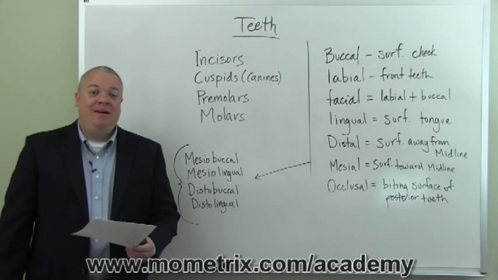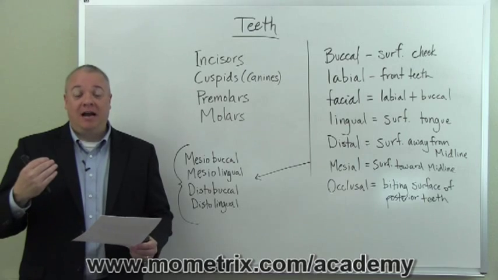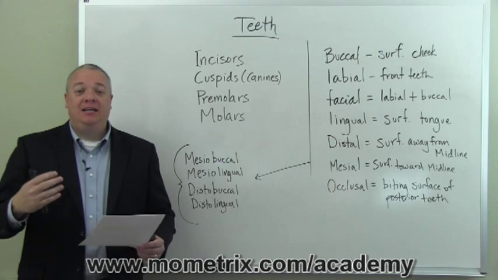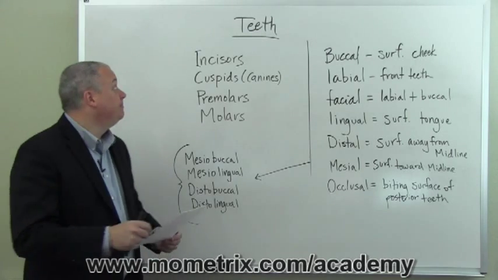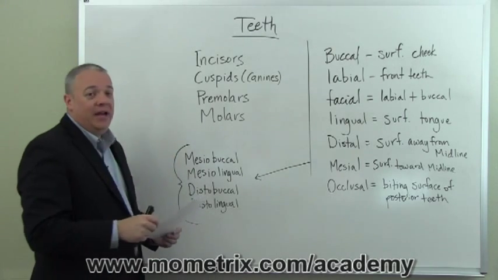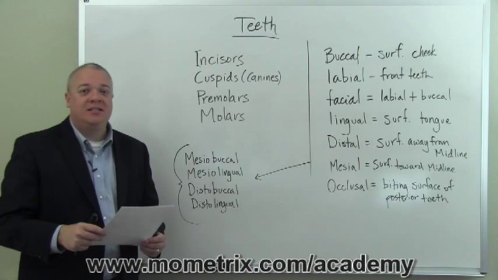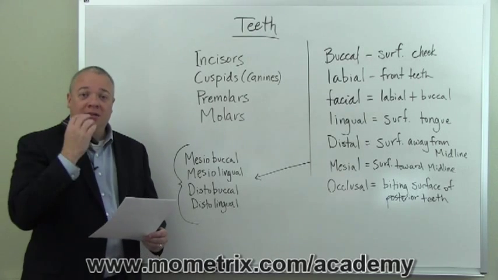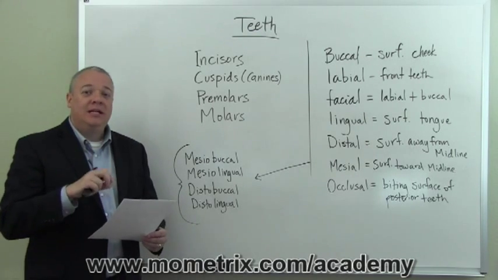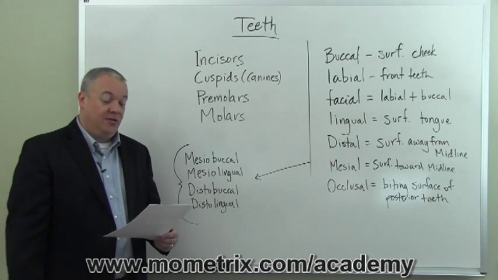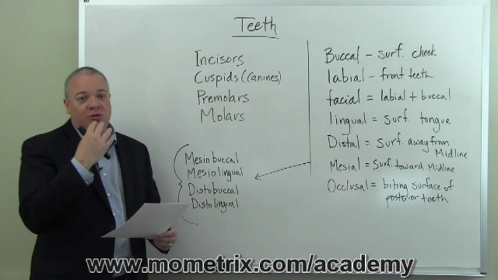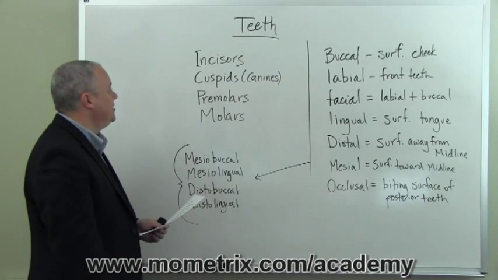Today we want to talk a little bit about teeth, understanding how our teeth are named and where they are in our mouths. We'll begin with describing the basic teeth that we have in our mouth, beginning with the incisors. The incisors are the four teeth in the front used for cutting. It's commonly referred to as the biting edge of the teeth. So your four front teeth, top and bottom, are your incisors.